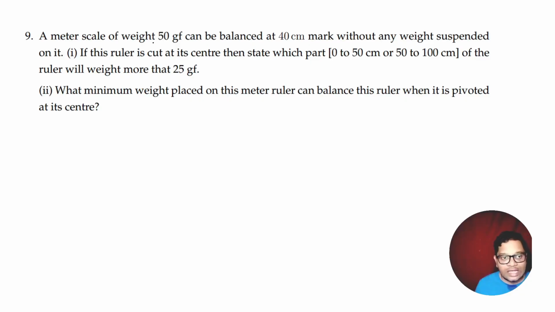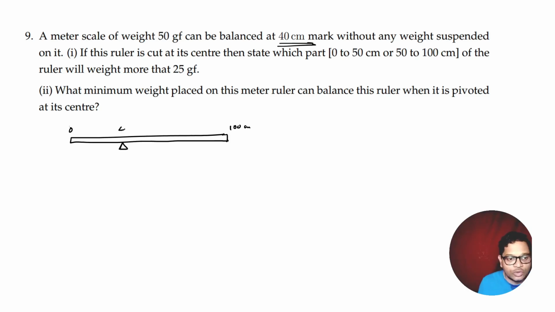Question 9. A meter scale of 50 gram force can be balanced at 40 centimeter without any weight suspended on it. So what does that mean? This is a meter scale, so 0 to 100 centimeter. If you have noticed, the word uniform meter scale, that word uniform is absent. And what is the other indicator? The weight is 50 gram, but the weight is not at 50, it is at 40 centimeters.